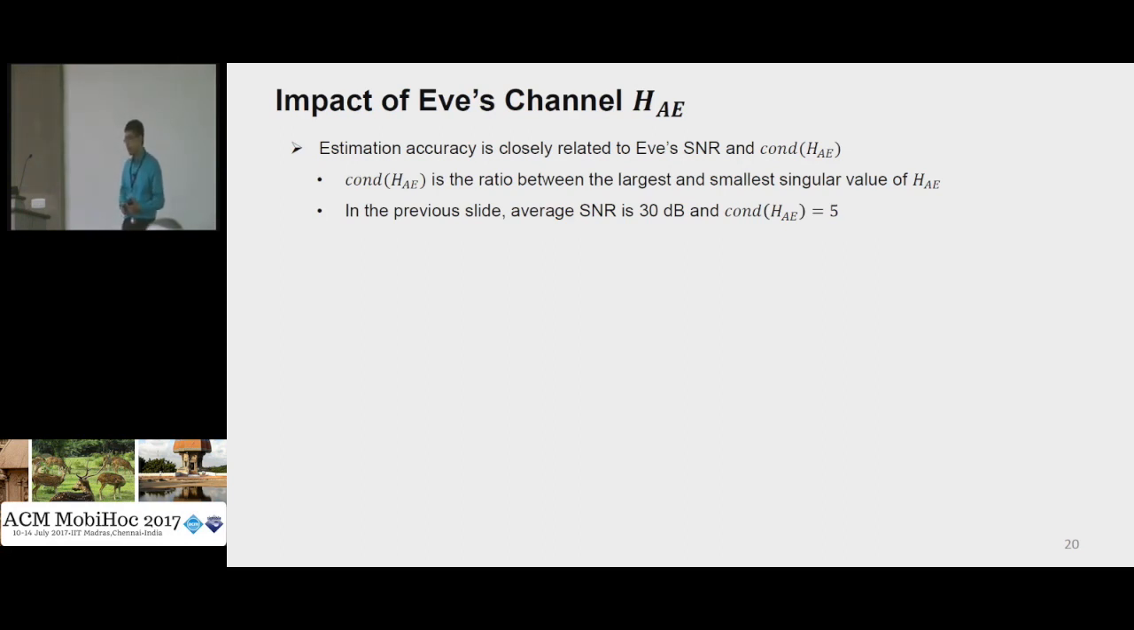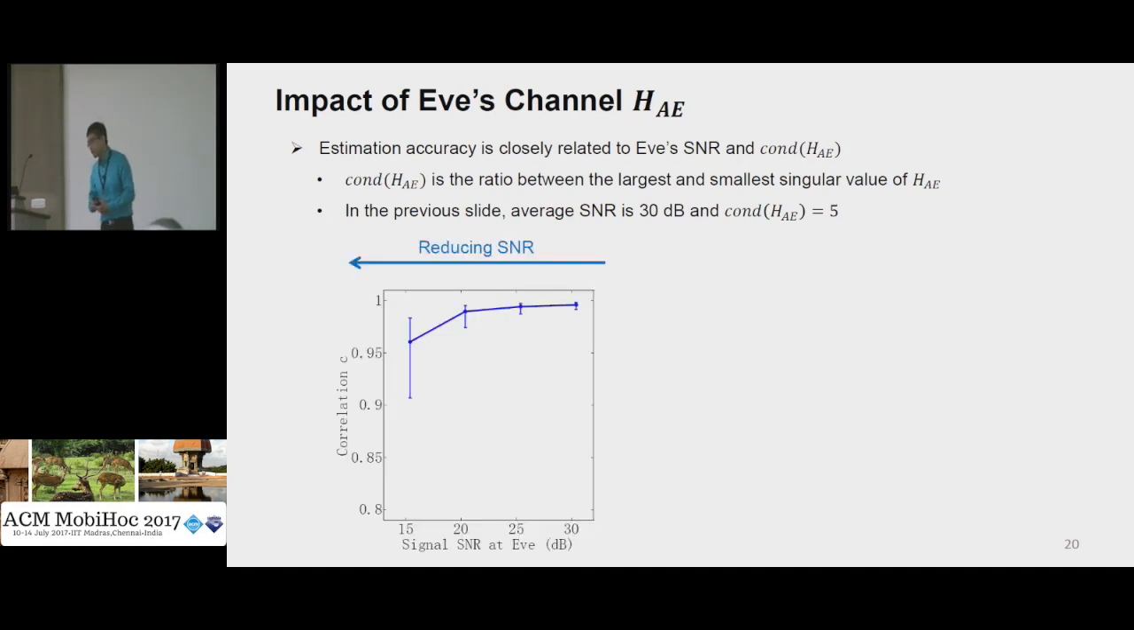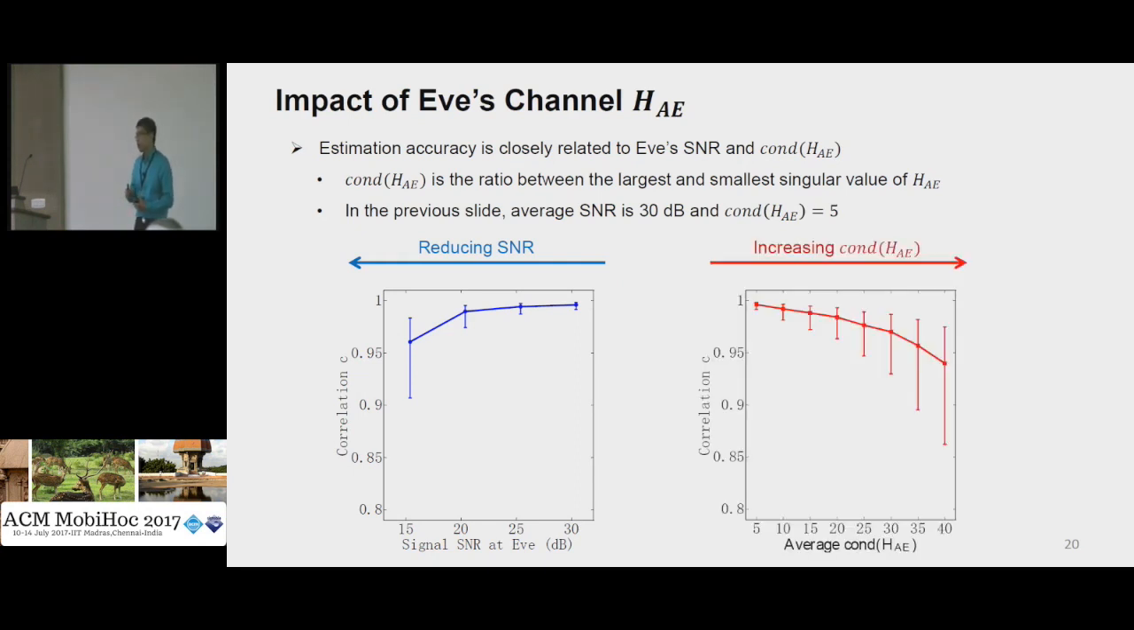1. And it can be expected that when the signal SNR reduces, the estimation accuracy of the CSIsnoop framework actually reduces. But we can see from this figure that even with only about 15 dB SNR, the estimation accuracy, the normalized correlation C, still has an average value of about 0.95. On the other hand, if the condition number of this channel matrix increases, because there are more computation errors included in computing, for example, the matrix inversion of the CSIsnoop framework, the estimation accuracy also reduces.